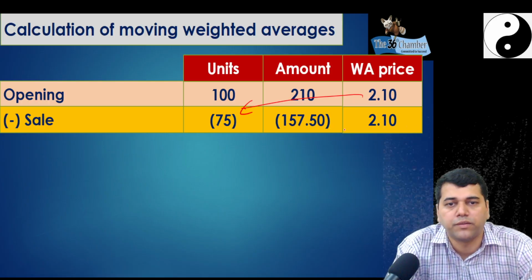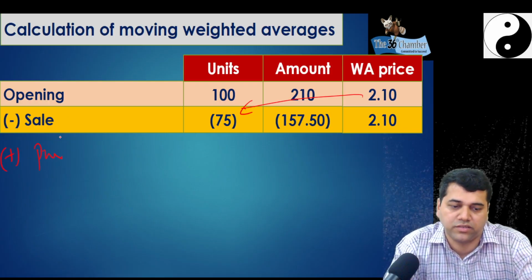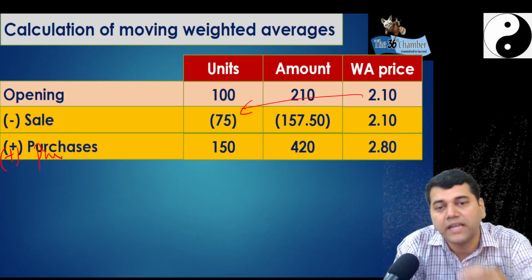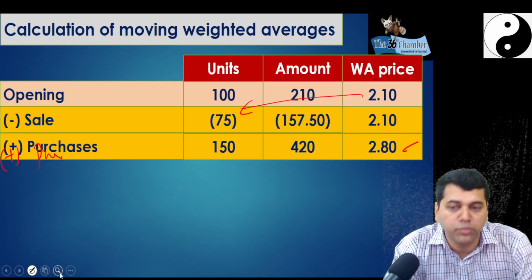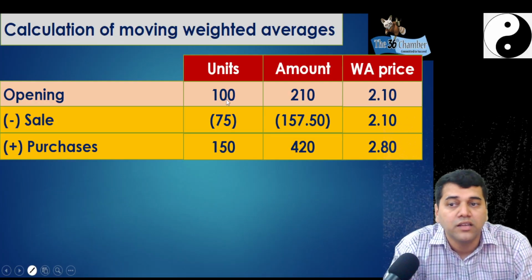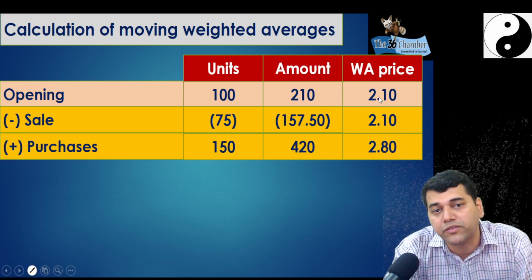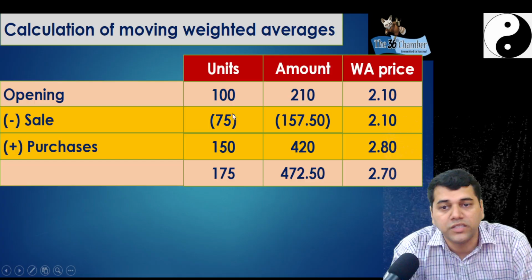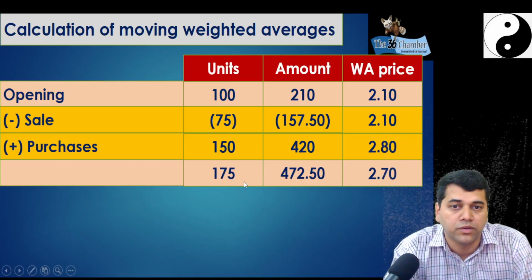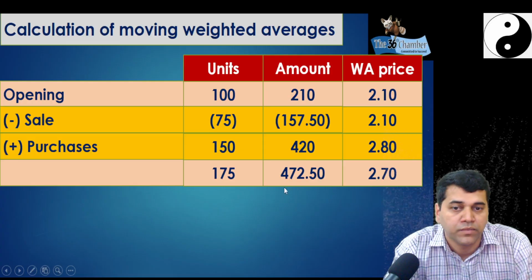75, 157.5. Now is there any purchase? Yes, add purchases. Now you will add 150 purchases, and that purchase you will add at 280. See, the moment you add purchases, if there is no sale, you simply add; you take both. If there is a sale, the previous sale will get issued at the previous weighted average. Now you can take the closing quantity: 100 minus 75 plus 150, 175. The total amount is 210 minus 157.5 plus 420 is 472.5.